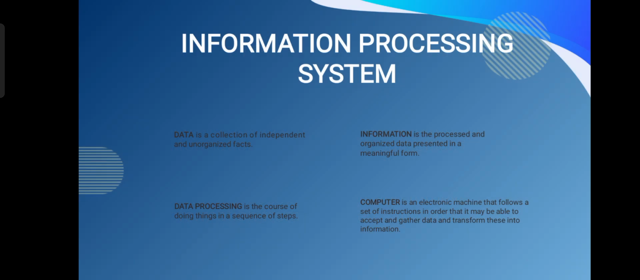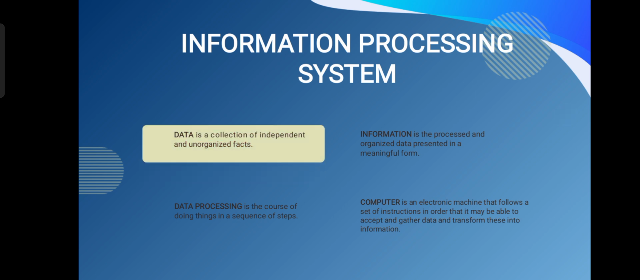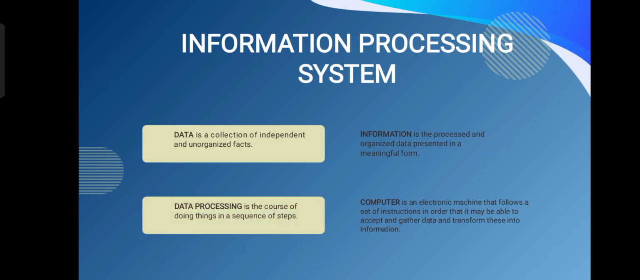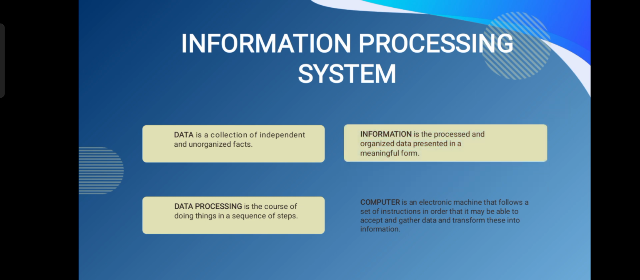Before we dive deeper, let's clarify some terms. Data is a collection of independent and unorganized facts. Data processing is the course of doing things in a sequence of steps. And information is the processed and organized data presented in a meaningful form. And a computer is an electronic machine that follows a set of instructions in order that it may be able to accept and gather data and transform these into information.